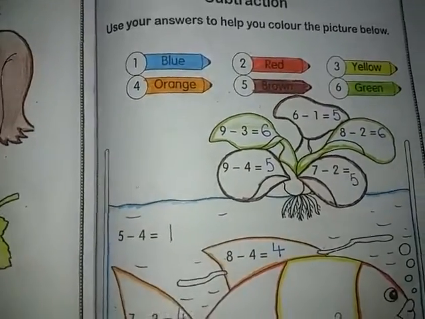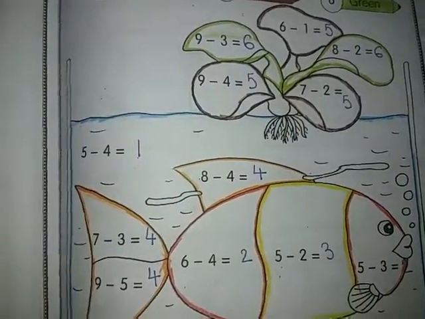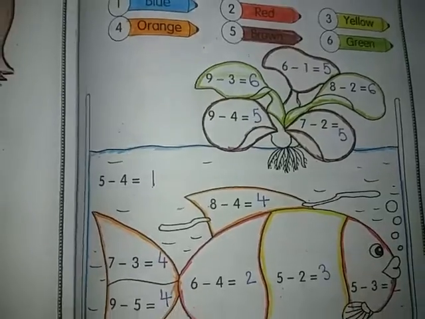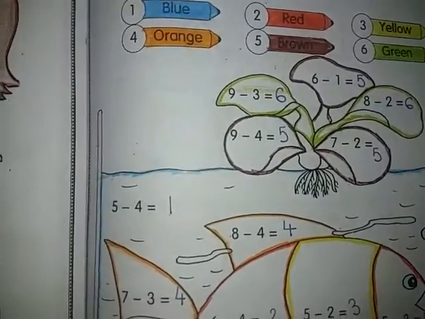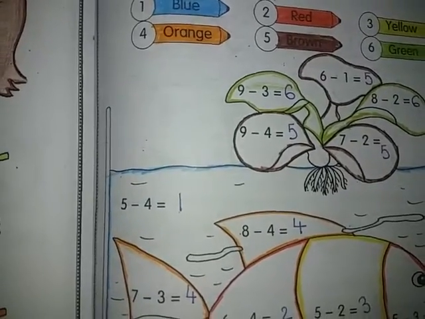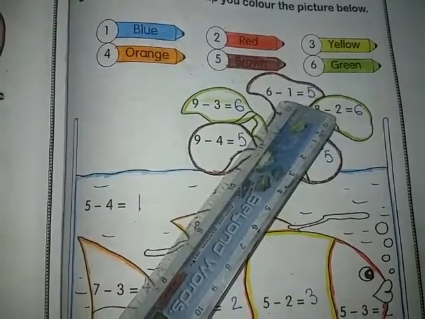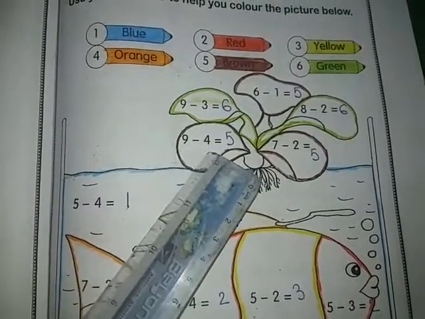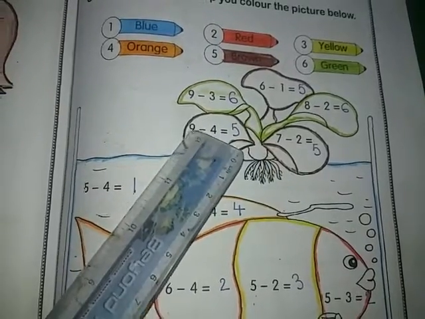Now first we are going to solve 9 minus 3. 9 goes to mind and 3 fingers out. Start backward counting. We have to count backward: 8, 7, 6. Our answer is 6. Now again 6 goes to mind and 1 finger out. Start backward counting: 5. Now 9 goes to mind and 4 fingers out. Start backward counting: 8, 7, 6, 5.